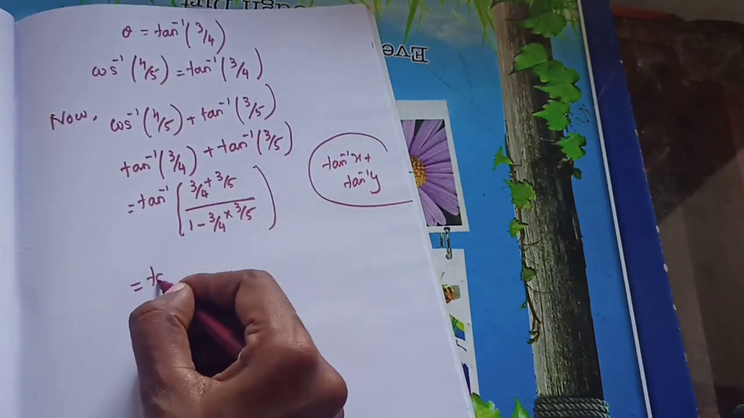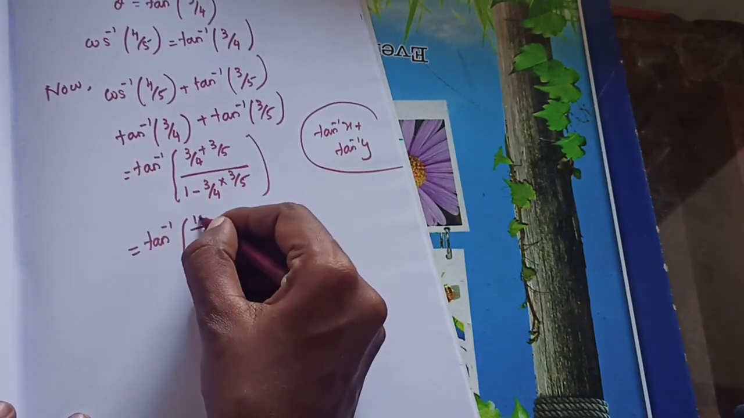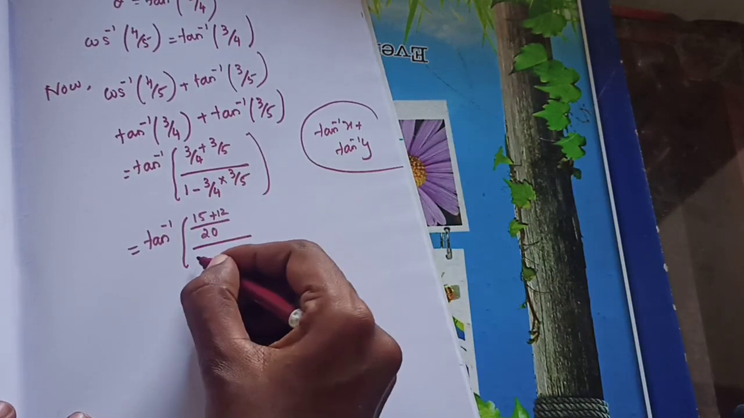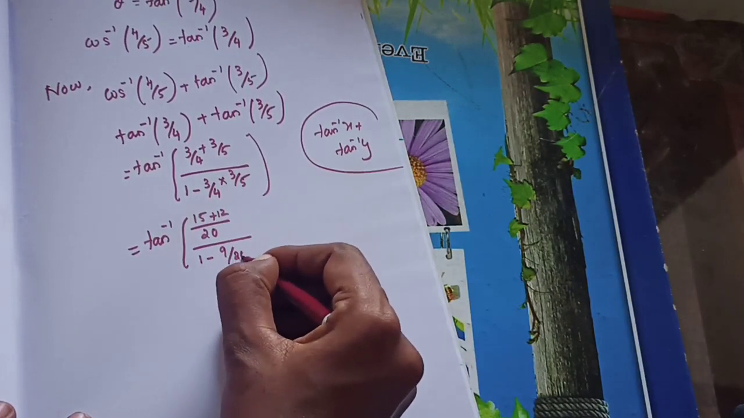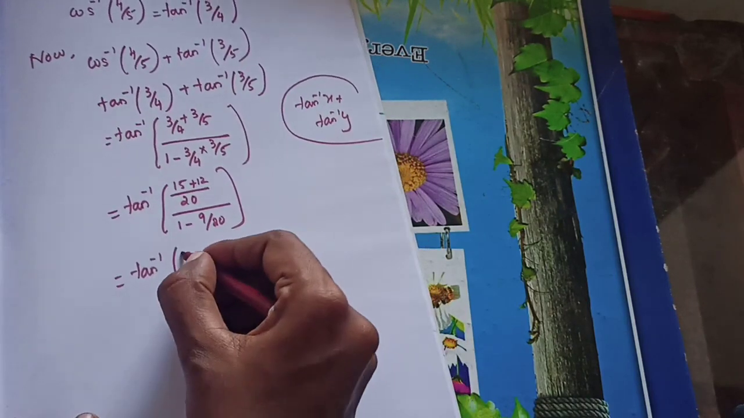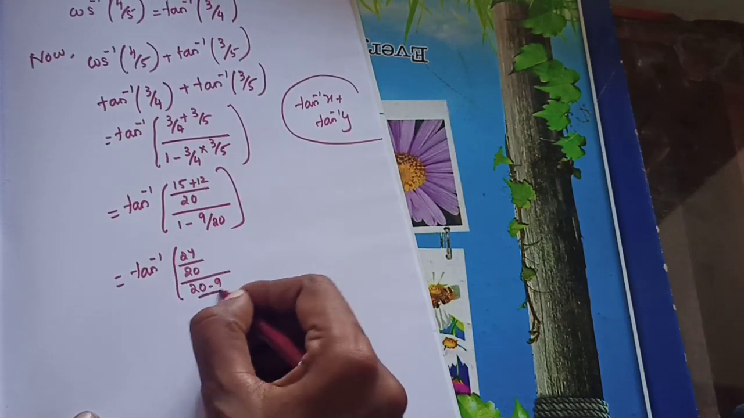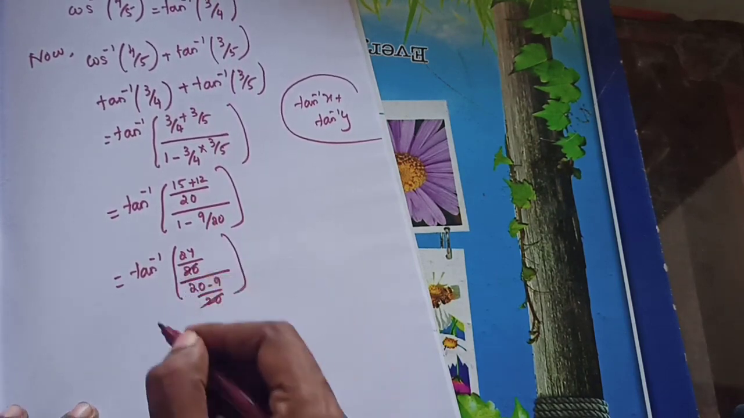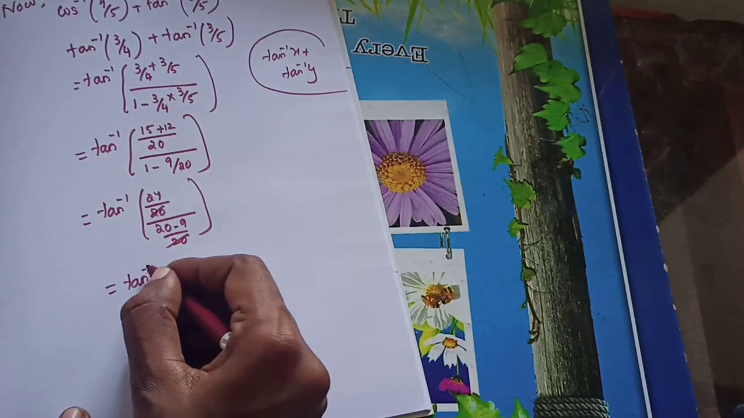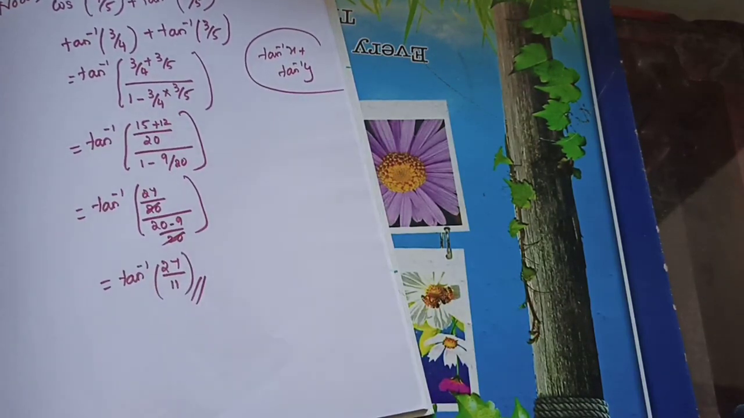Simplify to tan inverse of, LCM is 20, 15 plus 12 divided by 1 minus 9 by 20. That's equal to tan inverse of 27 by 20 divided by 20 minus 9 by 20. That is, this will be cancelled. You will get tan inverse of 27 by 11. So this is the answer. Understand? Okay students. So one more problem we will do today.